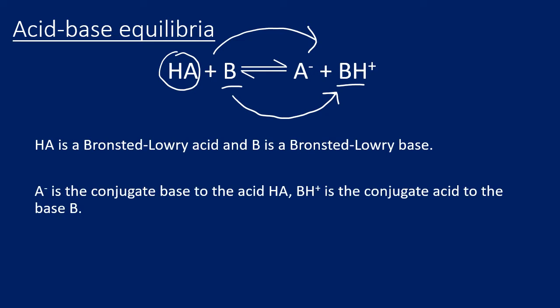But if we were to look at the reverse reaction, A minus is accepting a proton. So we call A minus the conjugate base, because in the reverse reaction, it's accepting a proton. And BH plus is donating a proton in the backwards reaction. Therefore, BH plus is classed as the conjugate acid. Okay, and we can pair them up. We could pair B and BH plus as the base and conjugate acid, and HA as the acid and conjugate base. Because that makes sense. If it acted as an acid in the forwards reaction, in the backwards reaction, it's acting as a base. Okay.